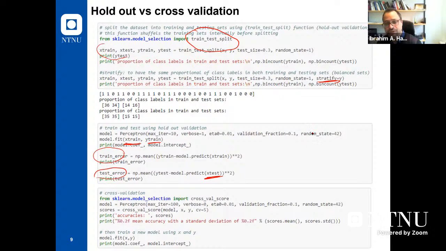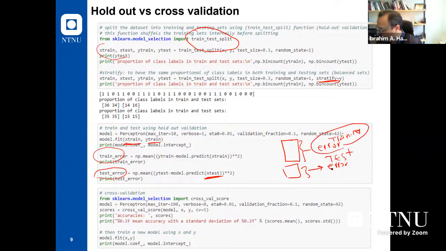So here we use holdout validation. We divided the data into one part for training, one for testing. From that part, we will get some error value, and from that part, we will get some error value. We call it test error, for example, and this one is the training error. And in fact, from this training error and the test error, you can discover if you have an overfitting problem, right? For example, if this one is very small and this one is high, it means we have overfitting, right?